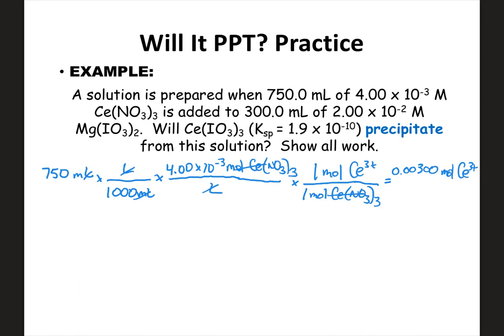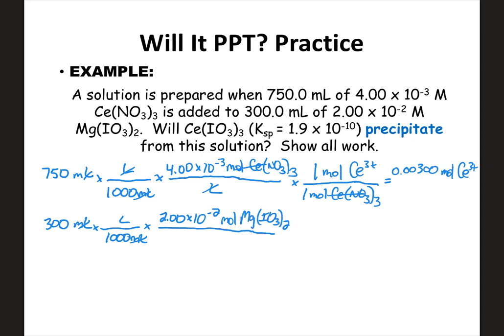Well, now I need to do the same thing here, but now for the other substance that I care about, the other ion I care about is the IO3-. So I know that there's 300 milliliters of that substance. Again, there's 1,000 milliliters for every liter. This will allow me to get to liters so I can use my concentration. And they're telling me there's 2.00 times 10 to the minus 2 moles, but this is the number of moles of the MgIO3 2. And there's that many moles for 1 liter because it's a concentration. So my liters cancel.